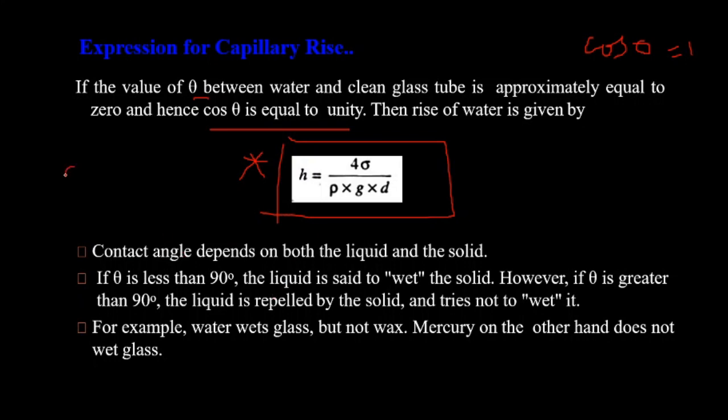So this contact angle theta depends upon the liquid and the solid. If theta is less than 90 degree, the liquid is said to wet the solid. If theta is more than 90 degree, it will not wet the solid.